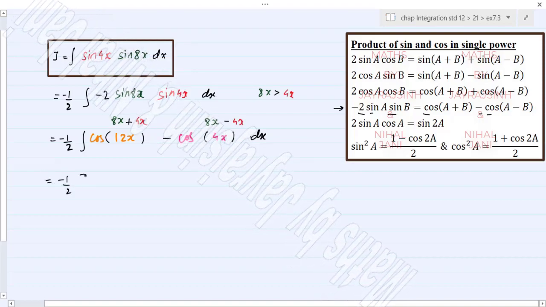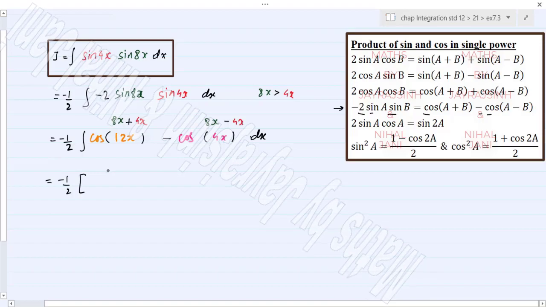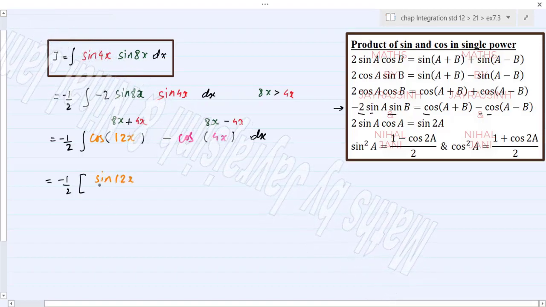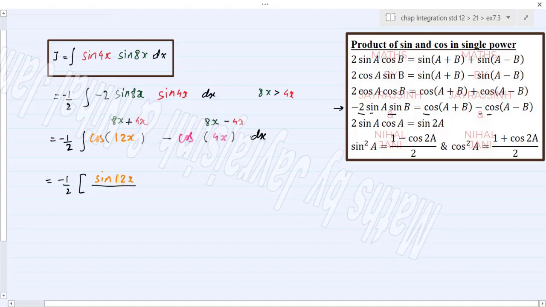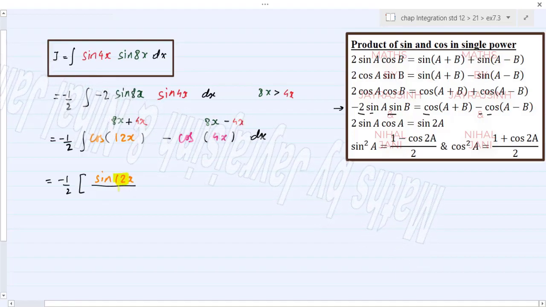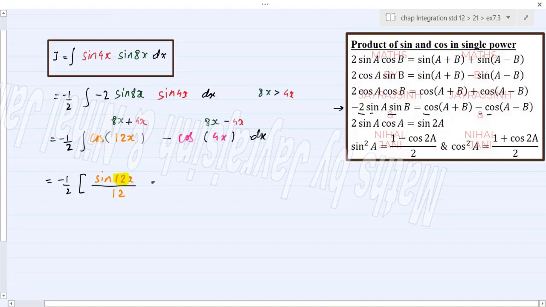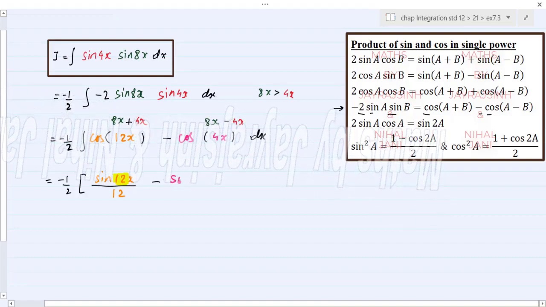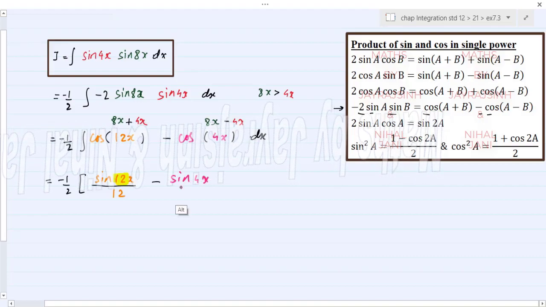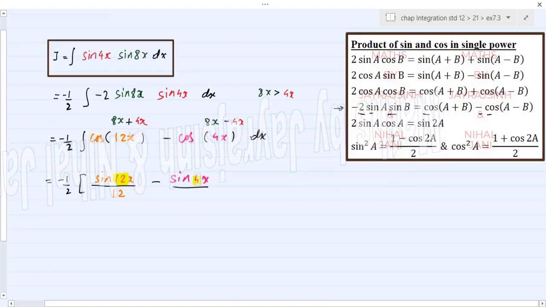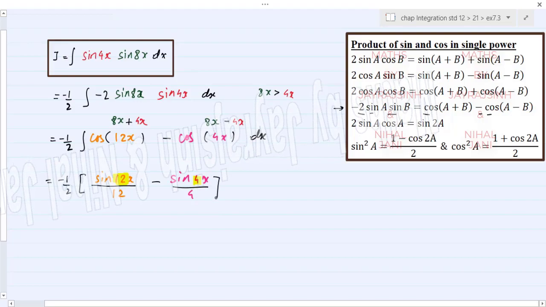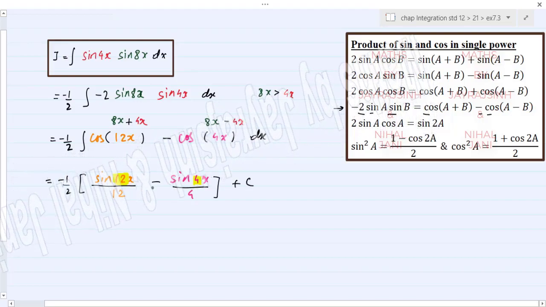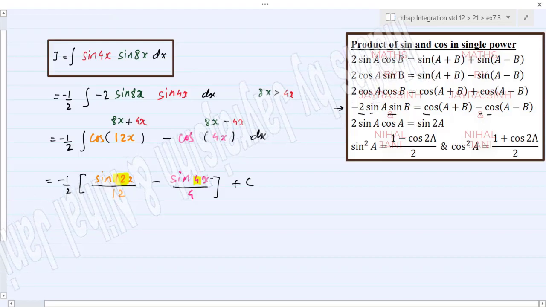Minus 1 by 2 will remain as it is. Integration of cos 12x will be sine 12x upon coefficient of x, which is 12, minus integration of cos 4x will be sine 4x upon coefficient of x, which is 4, plus c. Ta-da! You can consider this as your final answer.